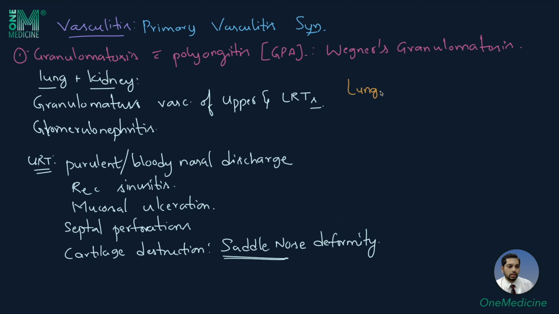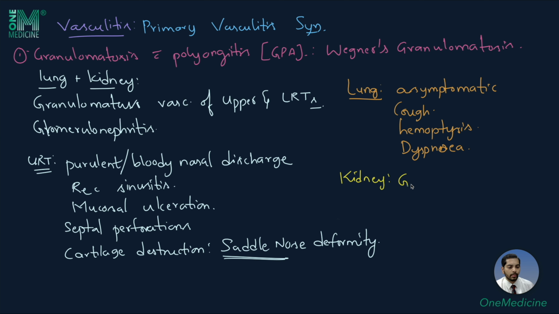Lung involvement, on the other hand, can be asymptomatic, or patients can present with cough. Patients can also have hemoptysis, and they can also present with dyspnea. Kidney involvement in the form of glomerulonephritis can be a rapidly progressive disease, and it can lead to renal failure.